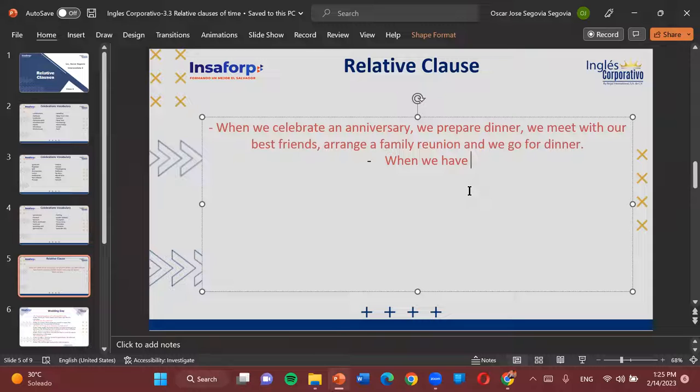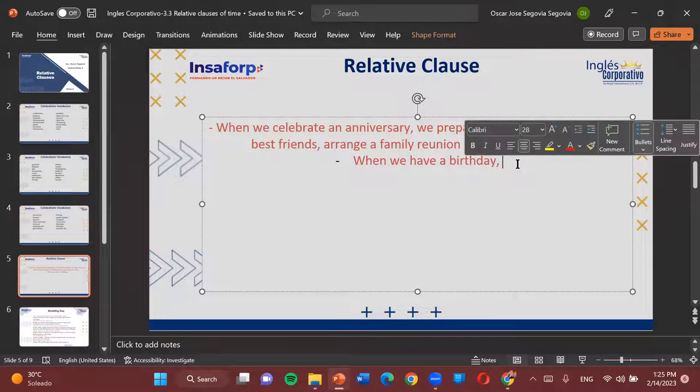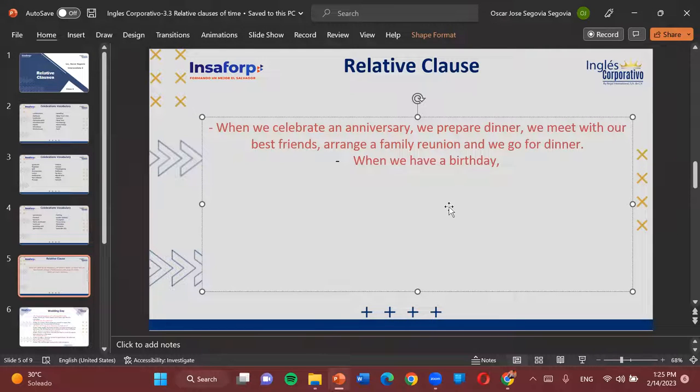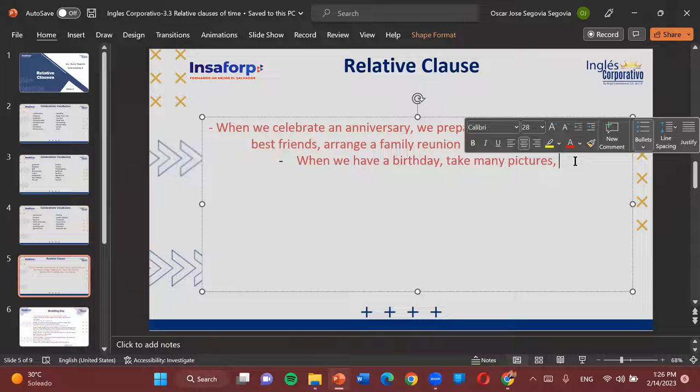When we have a birthday. Sí. A birthday. What do we do when we celebrate a birthday? ¿Qué cosas son? ¿Cuáles son las actividades que acostumbran ustedes a hacer cuando celebran un cumpleaños? So, celebrating. Take many pictures. Okay, take many pictures. Very good. What else do we do when we celebrate a birthday? Take many pictures. What else?